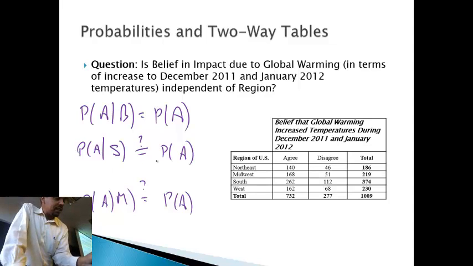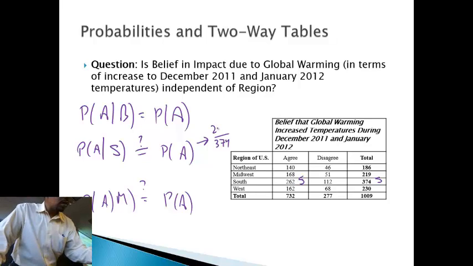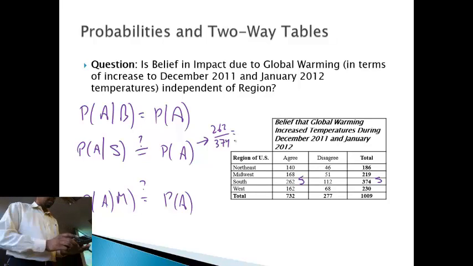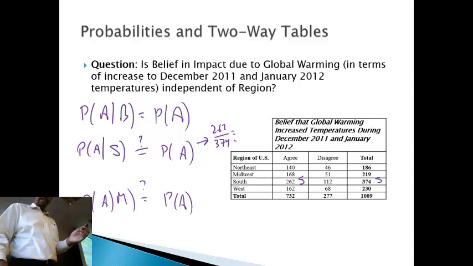So the South had 374 people. We'll put an S there. And then those who agree from the South was 262. .7, basically 70%.